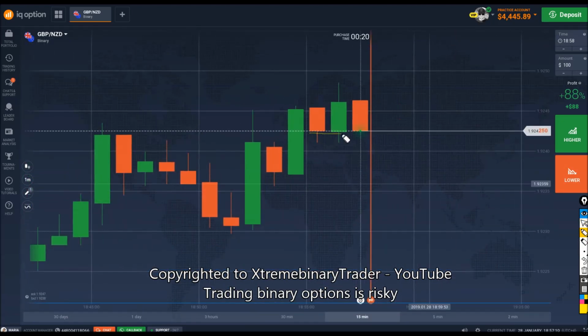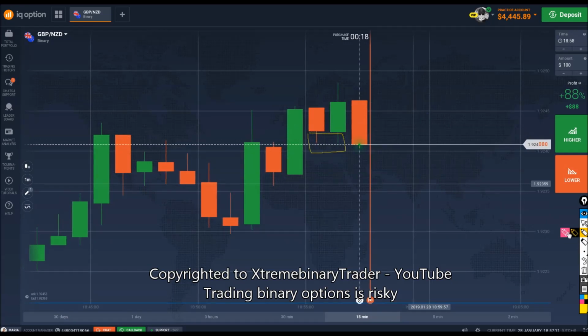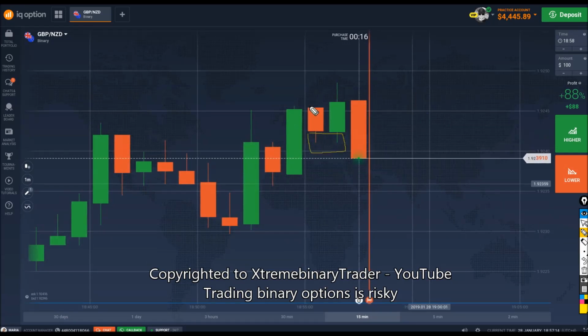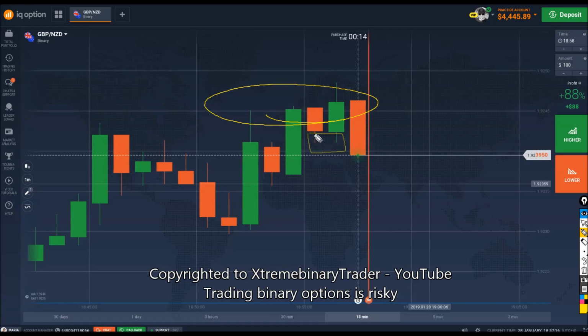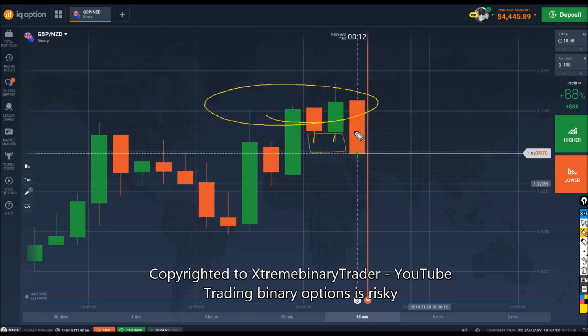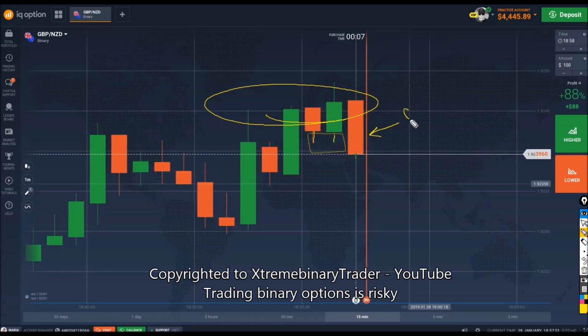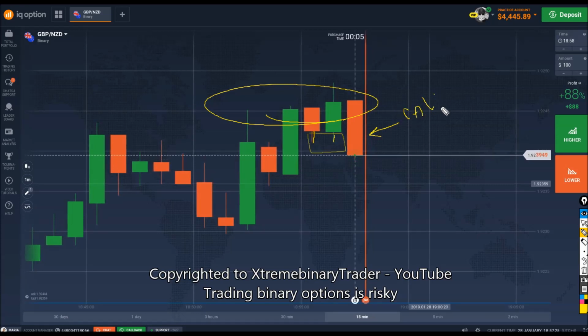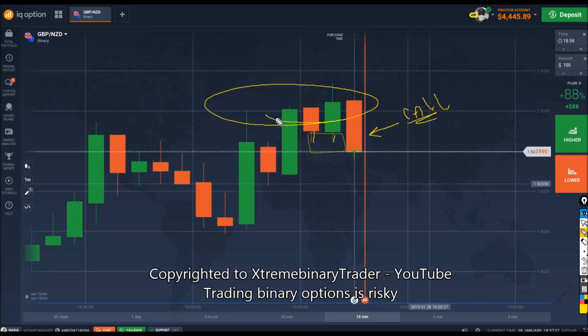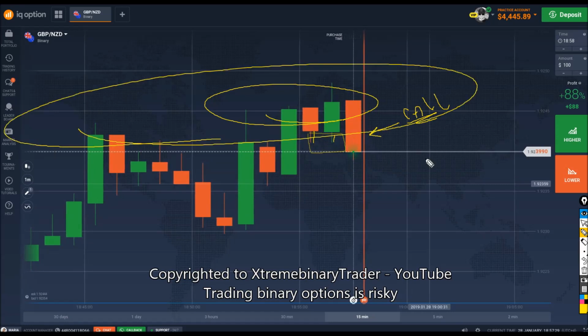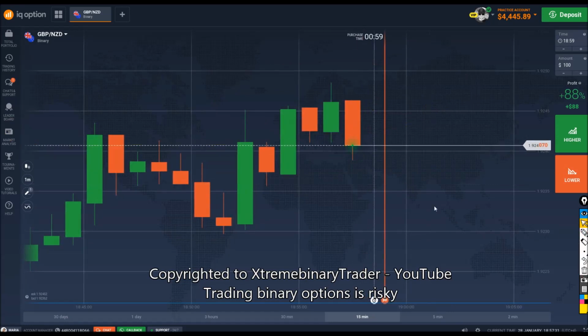Do you think it's a good idea to place call here? Answer is absolutely not. You are still on the resistance level. Seeing these two candles like that, and assuming that here on this very red candle you can place now call, that is totally nonsense, because you are still on the resistance. It is still reversing on the resistance level.